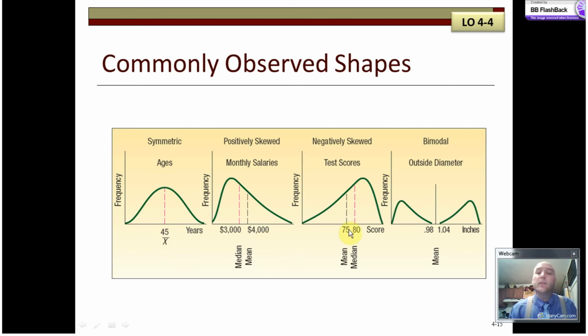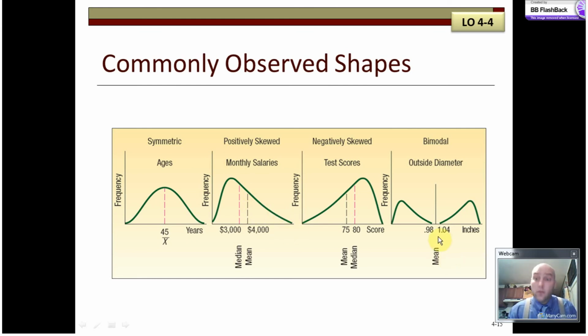Now, positively skewed and negatively skewed distributions we might see in something like salaries or income. We call it positively skewed because this tail leans towards the positive end of the scale. Negatively skewed because this tail leans towards the negative side of the scale. Test scores tend to be this way. Very few people trail off here, and there's a big lump here. Salaries tend to be most people make a little, few people make a lot.